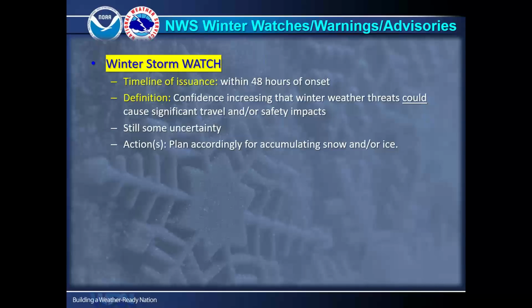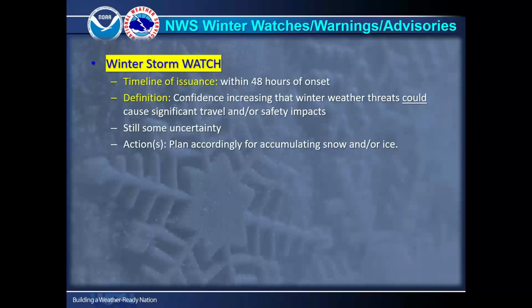So starting off with a winter storm watch, typically the timeline of issuing a winter storm watch is within about 48 hours. That's not to say if our confidence is really high beyond 48 hours, let's say 60 or 72 hours out, that we wouldn't issue a watch, but that happening is going to be pretty rare. So basically, confidence is increasing that winter weather threats could cause significant travel and or safety impacts over the next couple of days when we issue a watch.